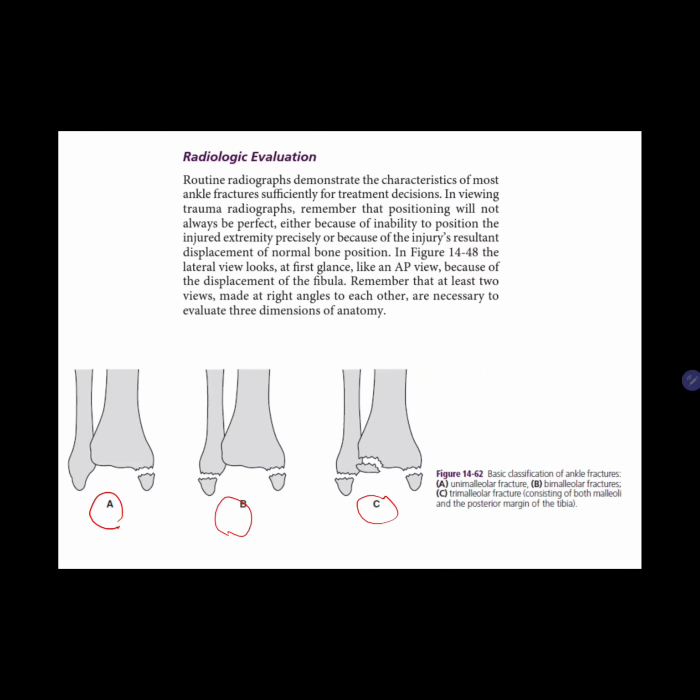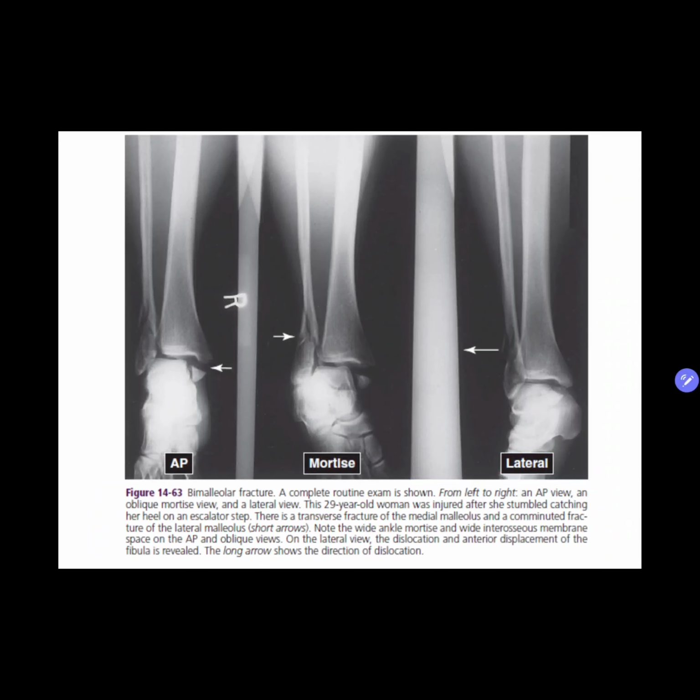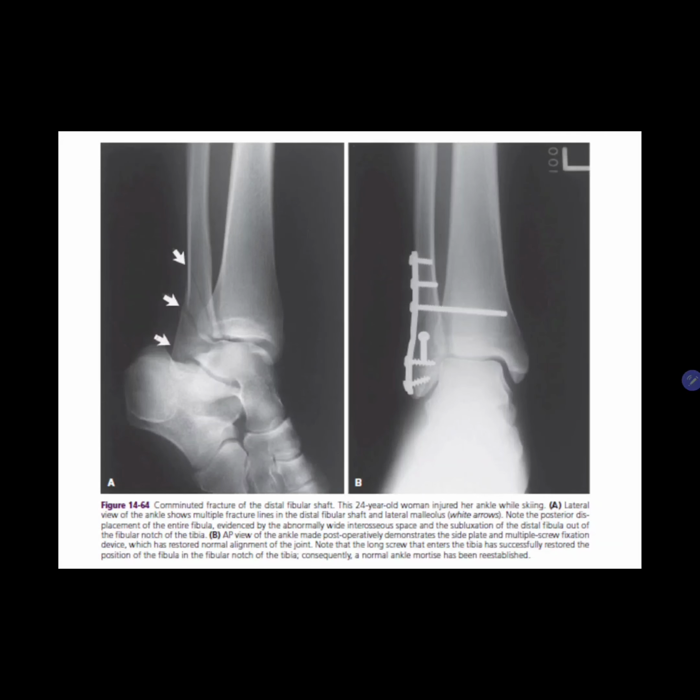Other fractures involving the ankle joint may be seen in this one, in 14-63. This is an example of a bimalleolar fracture. Okay, in this one, figures 64, 65, and 66 would show a shaft fracture of the tibia and the fibula. So this is the shaft fracture here, and then this is the treatment with screws.